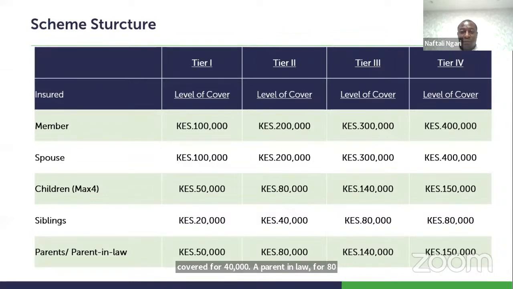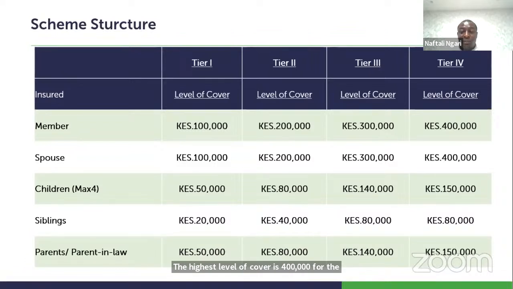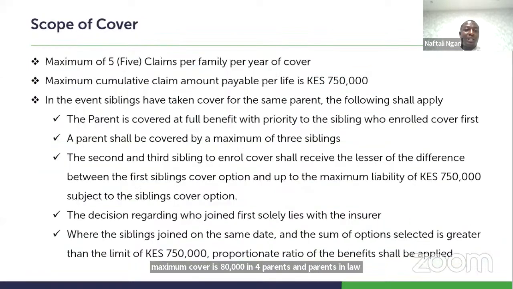The third tier, we have 300,000 for the spouse and the member. And then we have children covered for 140,000. Siblings are covered for 80,000, and parents-in-law at 140,000. The highest level of cover is 400,000 for the member and their spouse. Children covered at 150,000. Siblings, the maximum cover is 80,000, and for parents and parents-in-law, it's at 150,000. Basically, you can add all these members to the cover.